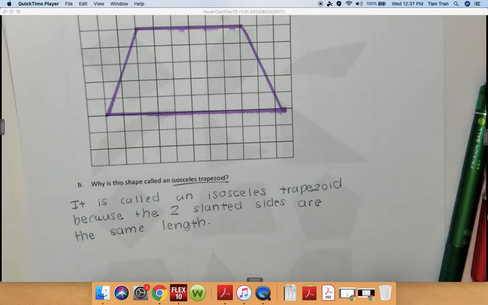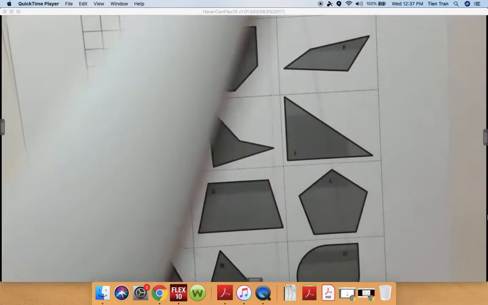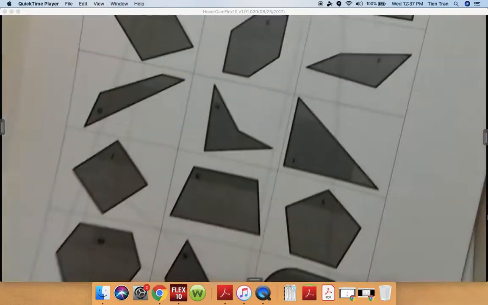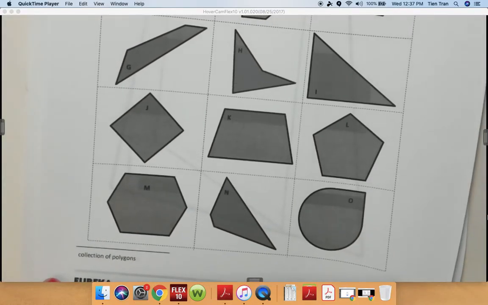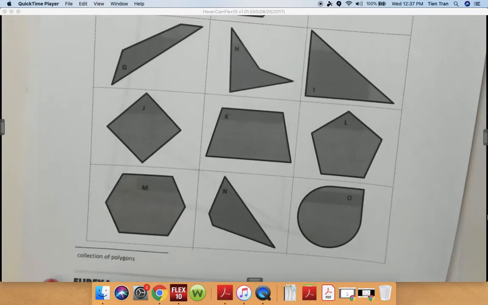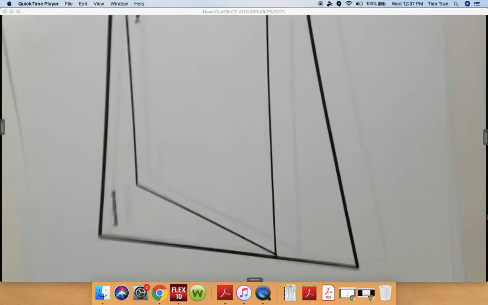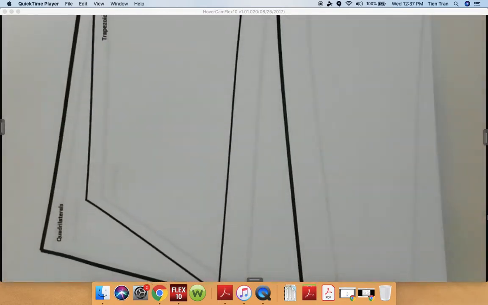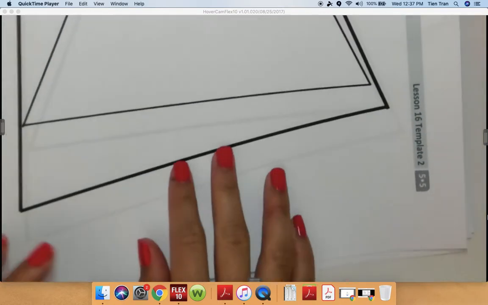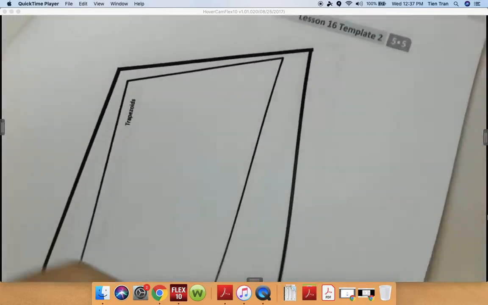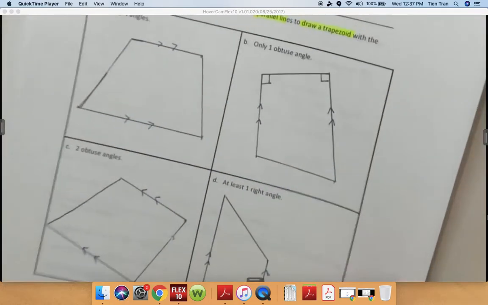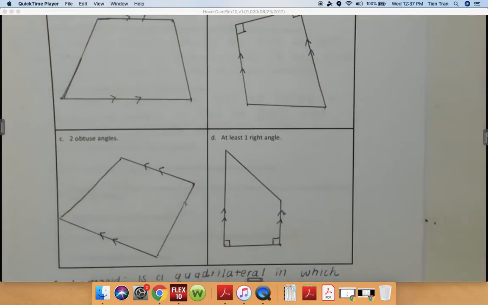Okay, and that is all for the lesson today. There are some different shapes here if you want to identify them, oh, actually, this is for tomorrow's lesson. So this is polygons. Tomorrow we'll learn more about polygons. But if you look at the other pages, they kind of show you examples. This one's a quadrilateral and this one's a trapezoid. Okay, and this is another paper, says the same thing, trapezoid and quadrilateral. Very good, you guys.